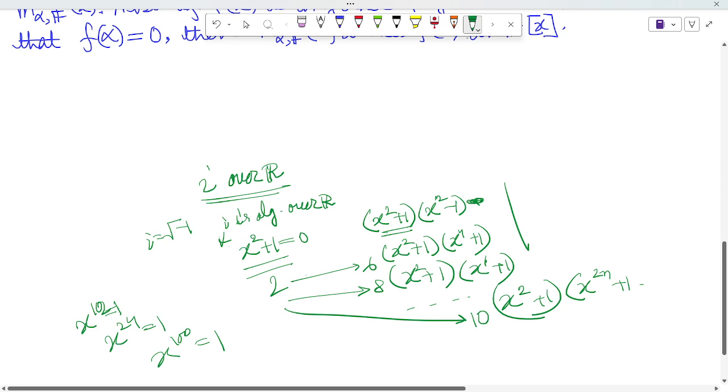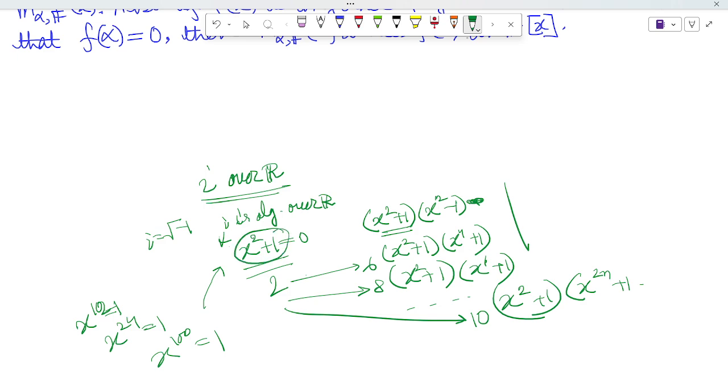But what is the minimum? What is the minimum degree that i will satisfy? This is it, and this is unique. You cannot get any other polynomial which i will satisfy. I will satisfy higher degree polynomials, but not any polynomial of lower degree than this one. This is called the minimal polynomial. Minimal means minimum degree: the minimal polynomial of i over R.